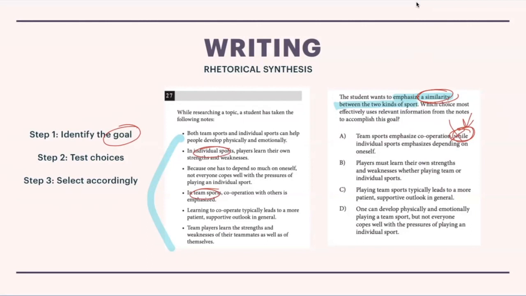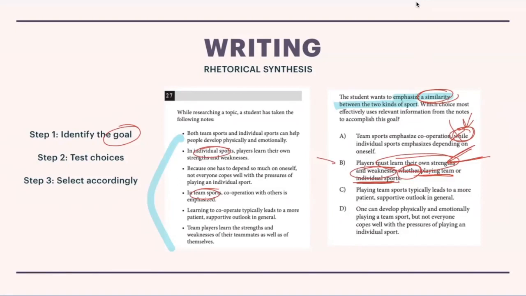B, players must learn their own strengths and weaknesses, whether playing team or individual. So it says whether. This implies that you have to be able to do these things, learn their strengths and weaknesses. It doesn't matter if it's playing team or individual. So this makes it seem like it's the one that's closest to the similarity, since it is going to be about this quality you should be able to do in either one. So it seems like B is our best answer, so we'll leave that.